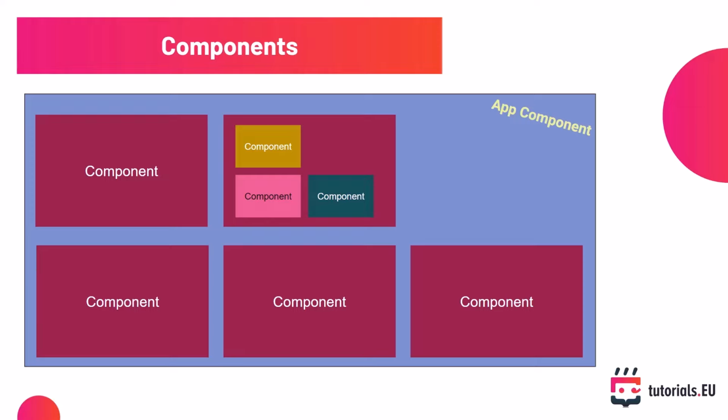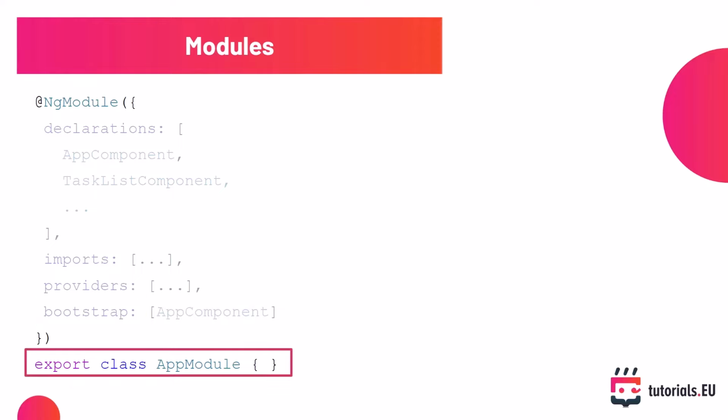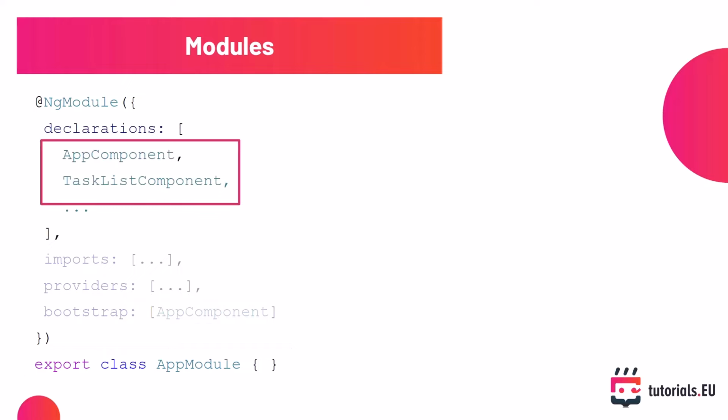But how do applications distinguish between the bootstrap and the rest of the components? Now let's take a look at the app module. I already talked about that just to give you an idea. The NgModule decorator accepts a bootstrap property which contains the bootstrap component. You might wonder what a module is, right? Modules are TypeScript classes. You can see that right here. They can package multiple components.